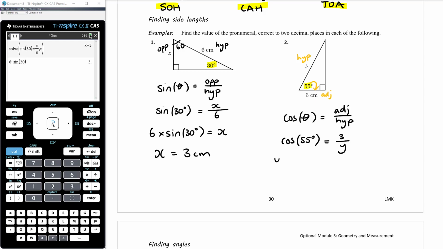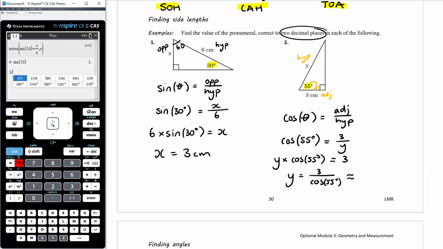So we're going to multiply both sides by y. So we get y times cos of 55 degrees. That gets rid of y out of the denominator of the fraction, which was problematic. And now to get y on its own, y is being multiplied by cos 55, and so we need to divide both sides by cos 55. So y is 3 divided by cos 55, and we want our answers to 2 decimal places where necessary. So 3 divided by cos 55, control enter, it is 5.23 to 2 decimal places, and the units are centimetres.